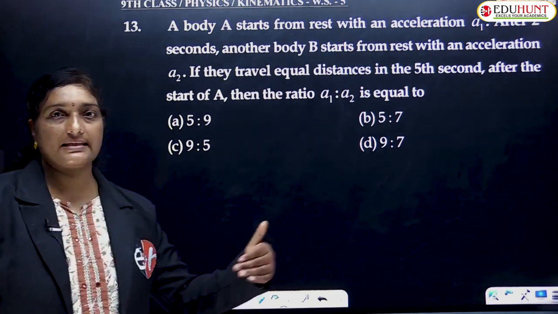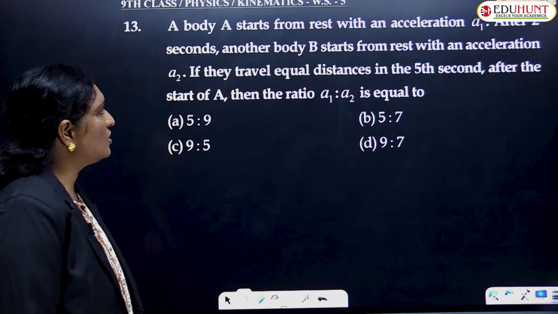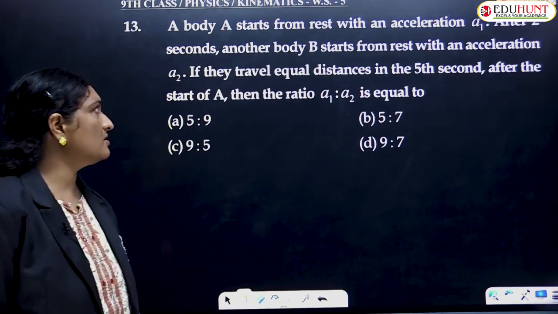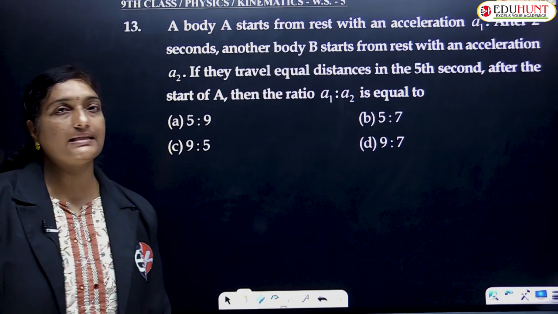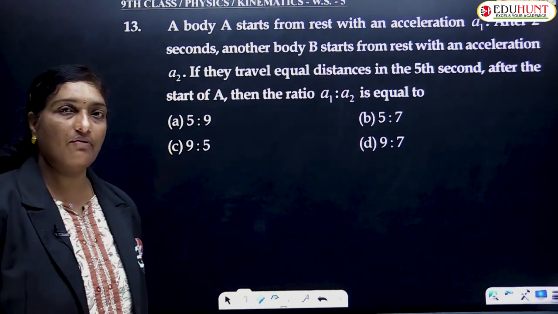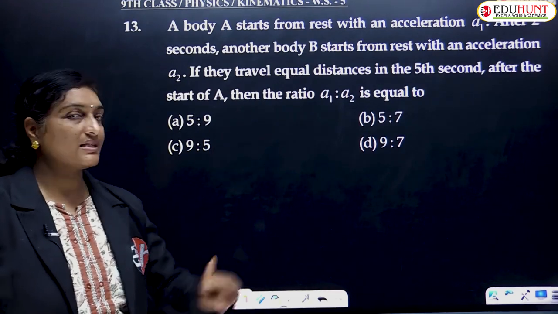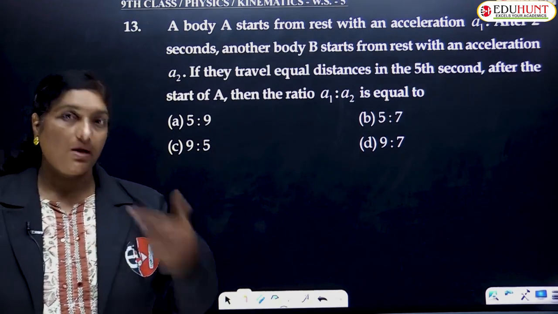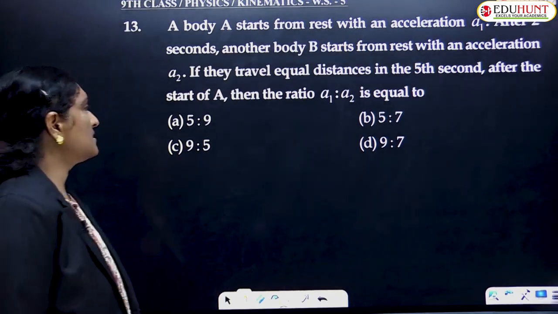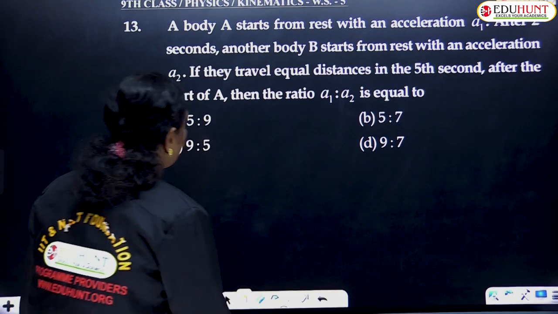So first body acceleration a1. After 2 seconds, the second body also started its journey, with acceleration a2, two different accelerations. If they travel equal distances in the 5th second, so they traveled equal distances in the 5th second. But remember children, the first body has traveled 2 seconds more when compared to the second body. After the start of A, the ratio of a1 to a2 you are asked to find out.